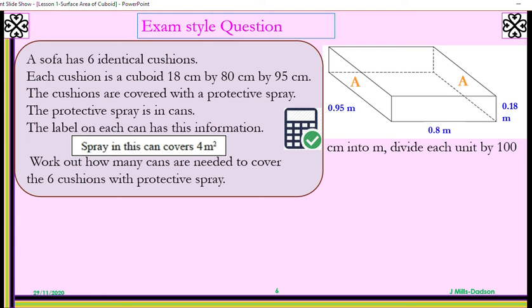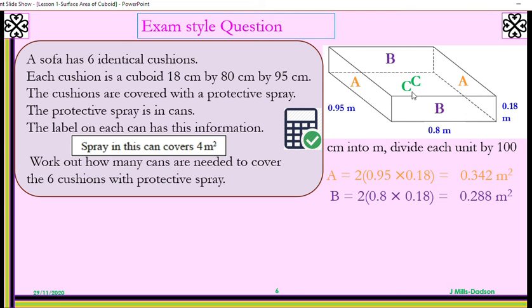You need to understand that A is 0.95 times 0.18, and I double it because we have 2 of them. That gives you 0.342. B, the front and back, are the same. So I work out 0.8 times 0.18 and I double it. That will give you 0.288. Then C, the top and the bottom. That is 0.95 times 0.8, and I double that because there are 2 of them.